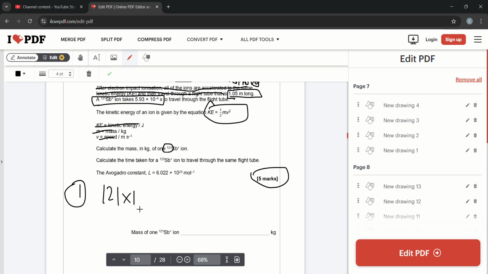So to find out the mass of this 121 Sb plus ion, this is going to be 121 times 10 to the power minus 3 divided by Avogadro's constant, which is 6.022 times 10 to the power 23.